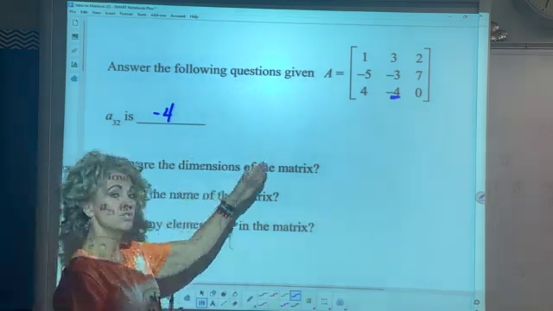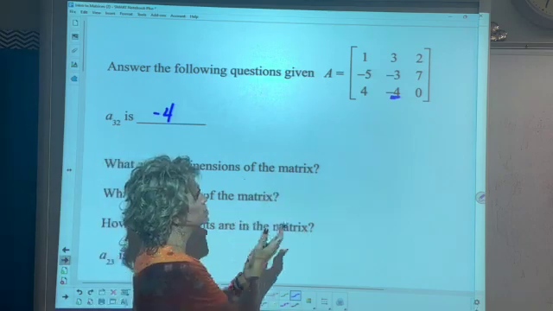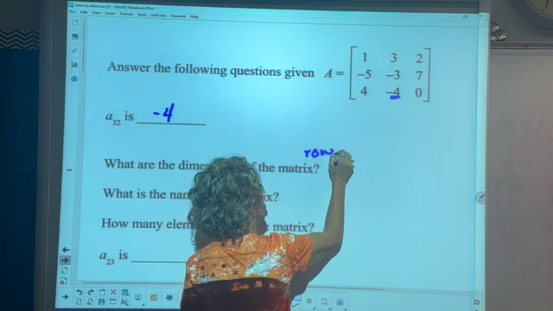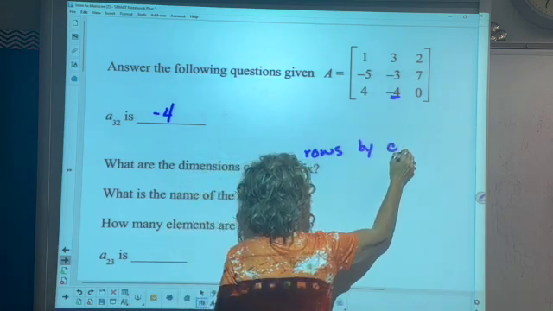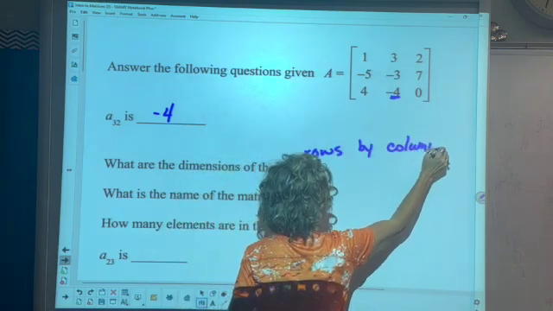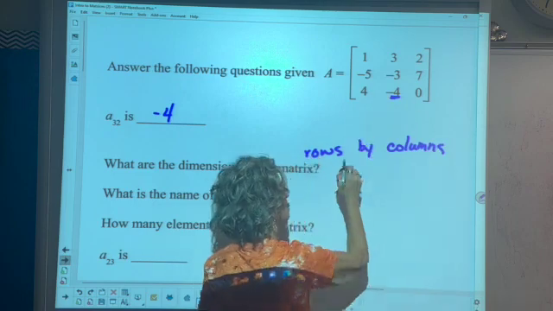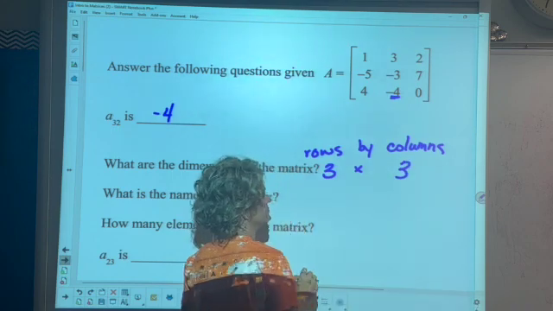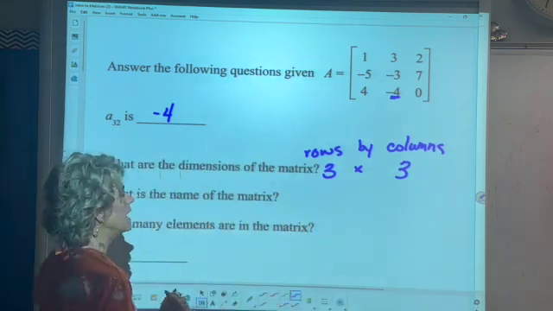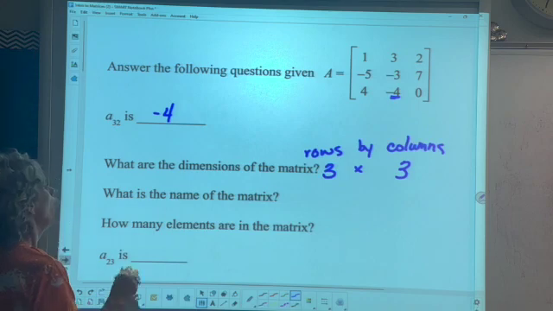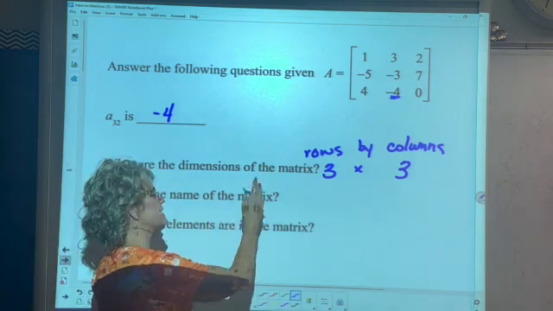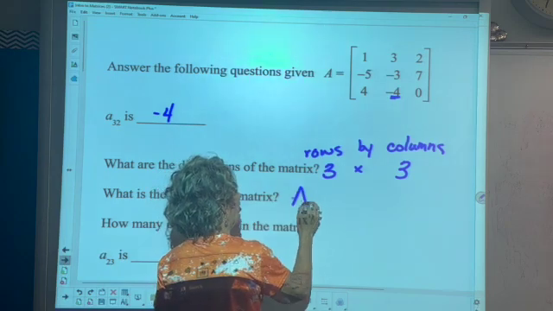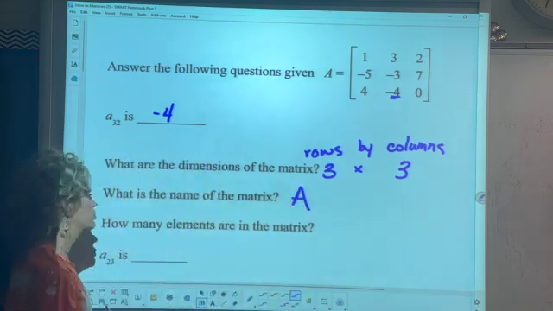What are the dimensions of the matrix? Now, I probably should have chosen a different one because our dimensions are rows by columns, and we just happen to have a square matrix. We have 3 rows by 3 columns. This is a 3 by 3 matrix. What is the name of the matrix? The matrix is named with a capital letter. This is matrix A. A is the name of the matrix.